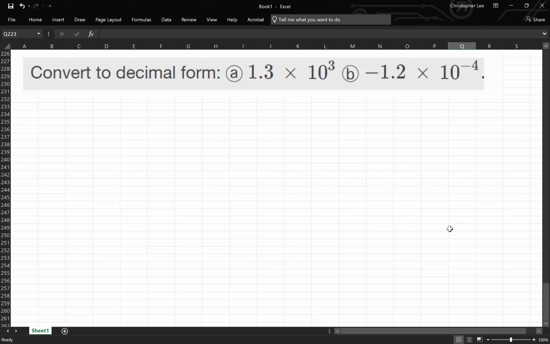All right, let's do this real quick. What's the answer for A? Very good. 1,300. Any questions on A from anybody? All right, what's the answer for B?